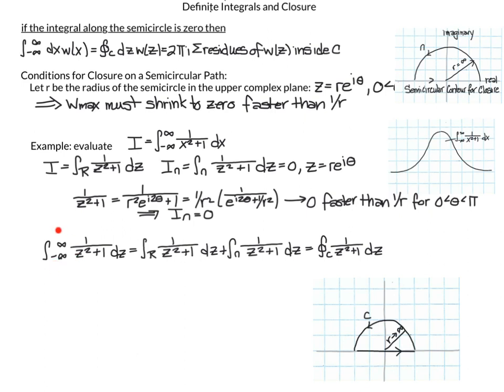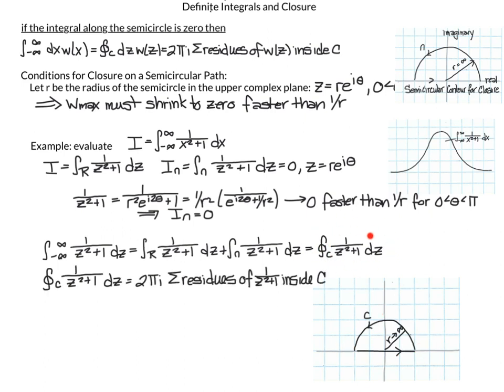So I have my integral from negative infinity to infinity of 1 over z squared plus 1 equal to the integral over the real line plus the integral over this semicircle, which then gives us an integral over our closed path, the circle or semicircle.